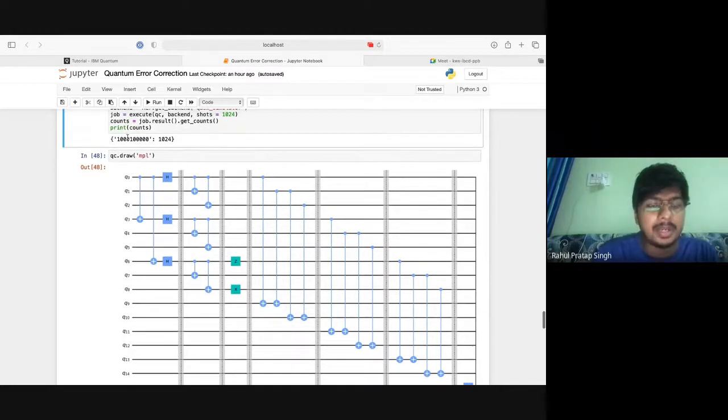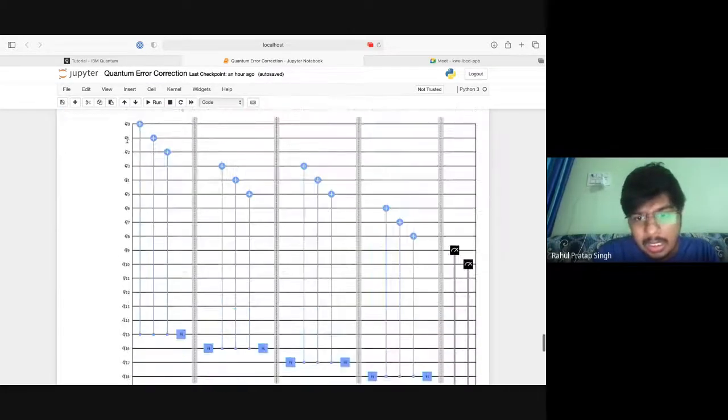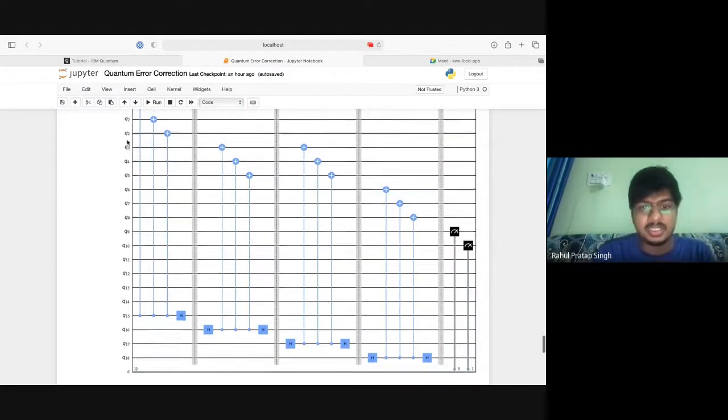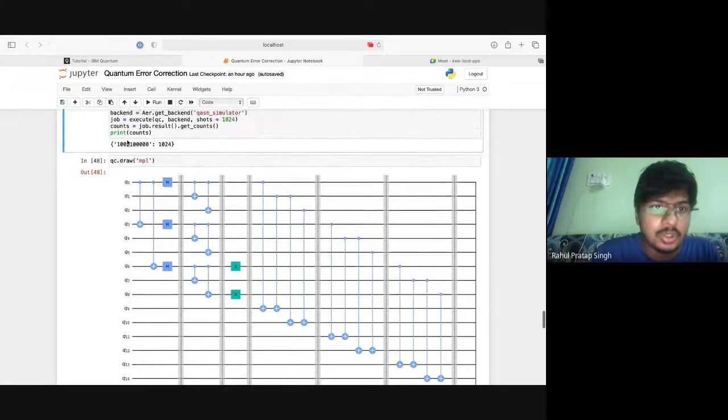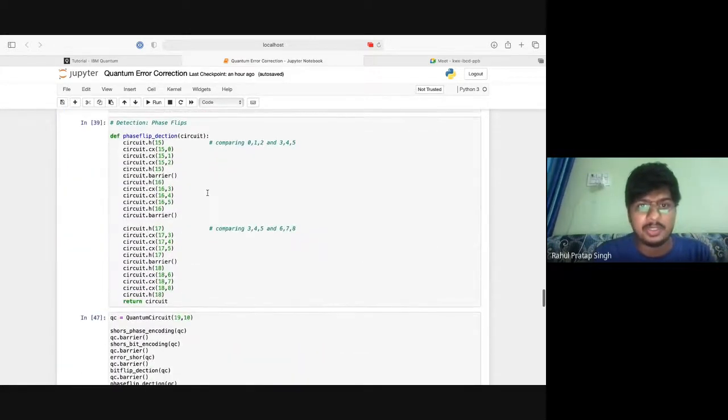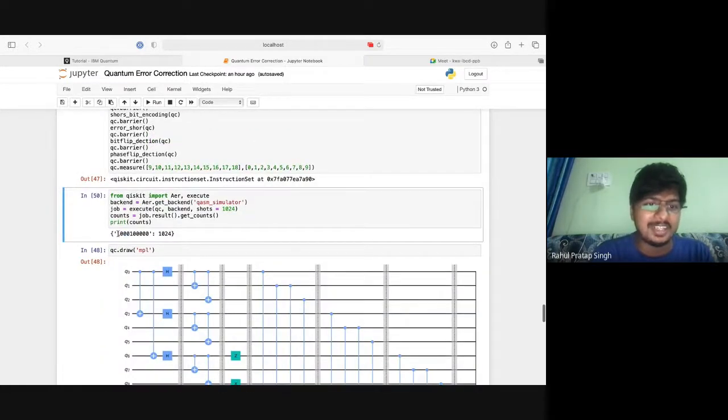Okay, yeah, so for phase, same thing. It says, yeah, so no change in the first two. So two blocks are completely same. 0 1 2 and 3 4 5 are same when you compare. Okay, good. And the next two is 0 1 1 0 again.